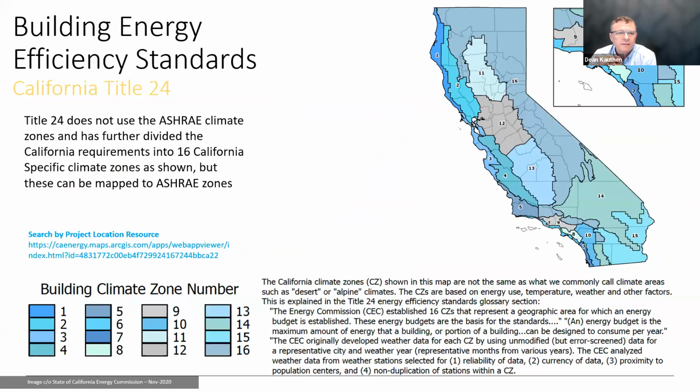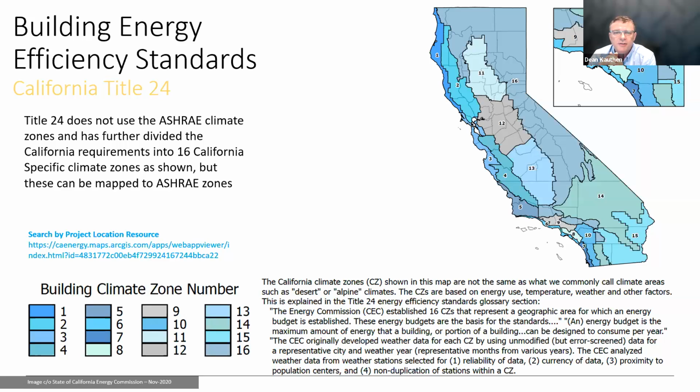And of course, California, being California, has their own energy efficiency standards, which is also known as Title 24. They've broken up the state into 16 different climate zones that represent geographic areas for which energy budgets have been established. And these energy budgets are the basis for those standards.